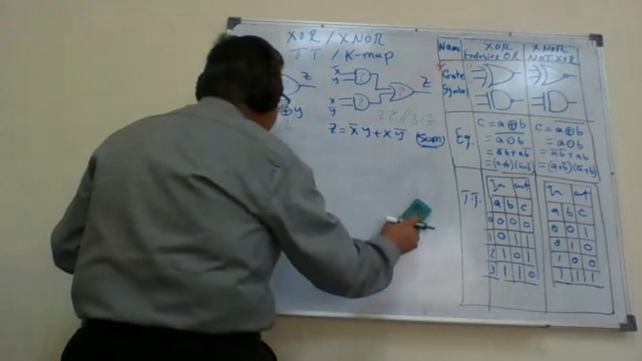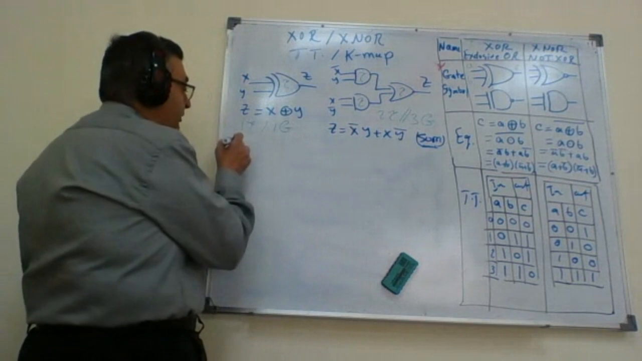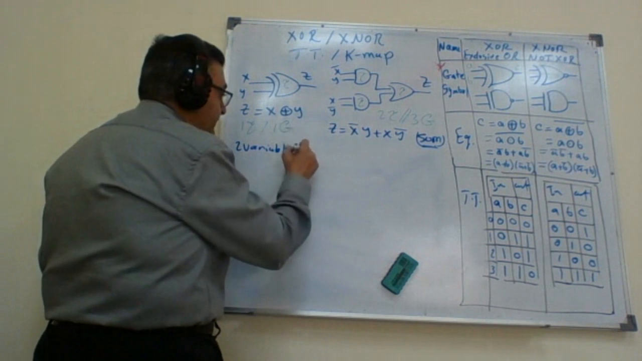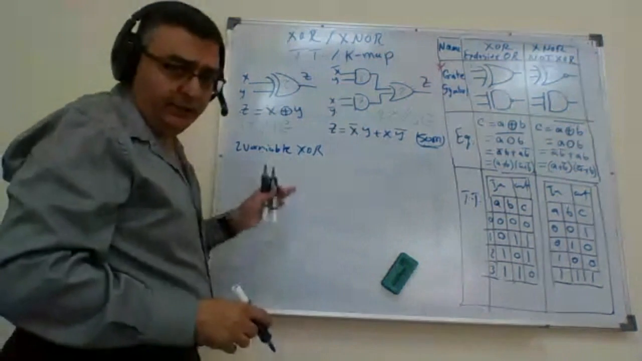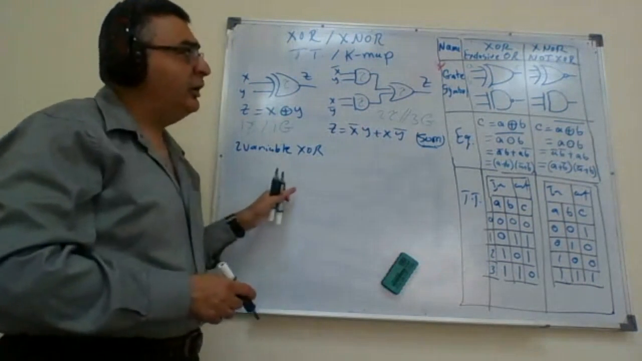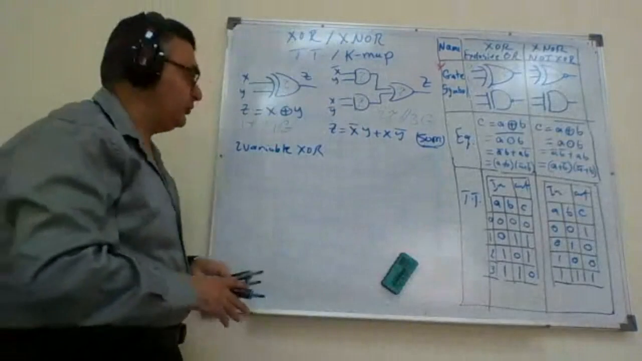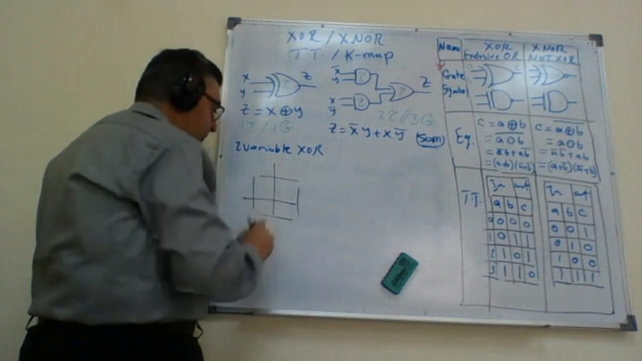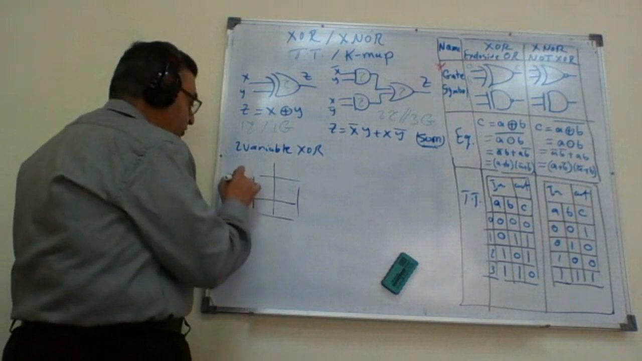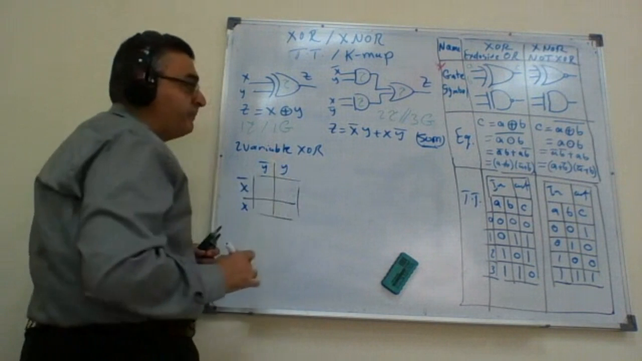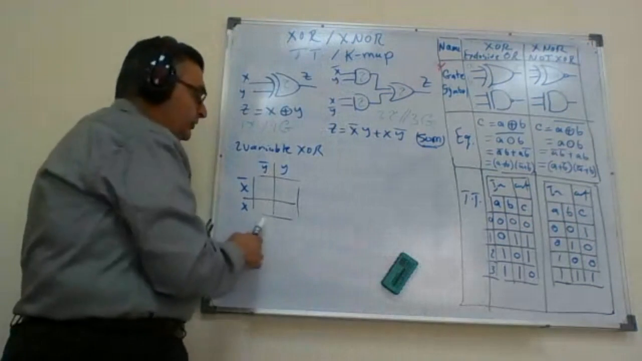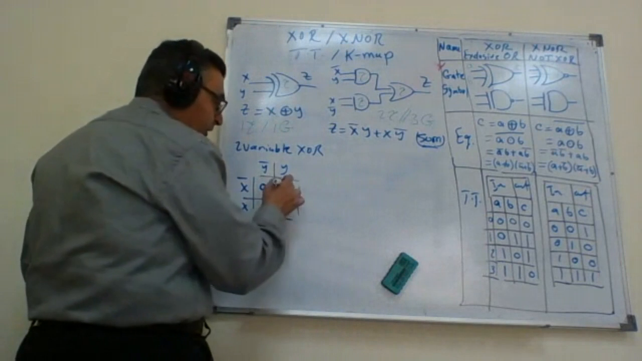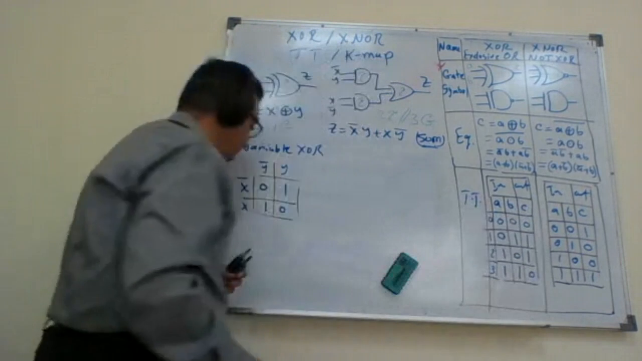So can we build the K-map for the two variable or input XOR? By the way, anything we are describing for the XOR is also exactly valid for the XNOR. Can I build the K-map? Yes, the K-map looks like this. Two variables, and I have here X bar, X, Y bar, Y. From the truth table, can I put it on the K-map? Yes. So I know the location of the ones: 0, 1, 1, 0 from the TT.